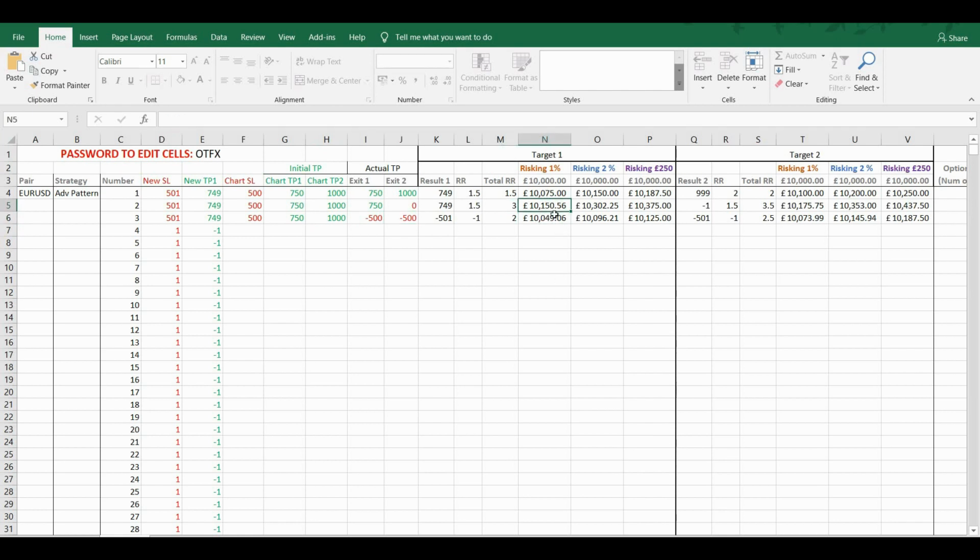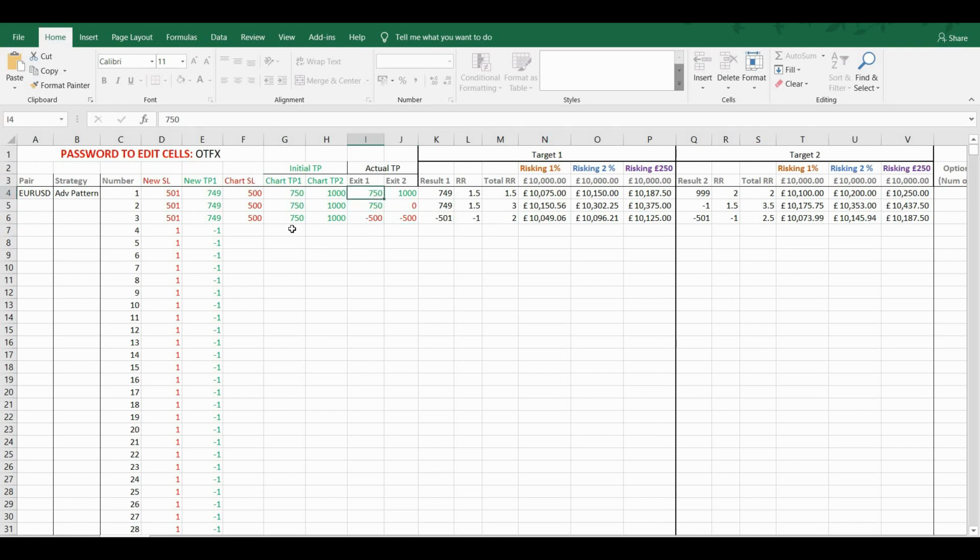From here, a total of 1% of 10,150.56, and a total of 1% lost on 10,175.75. Leaves us with £10,073.99. So I hope that makes sense. That's basically all the scenarios that you're going to have.